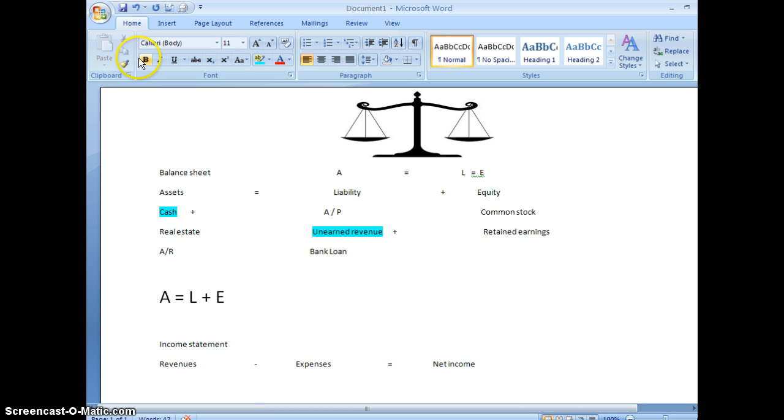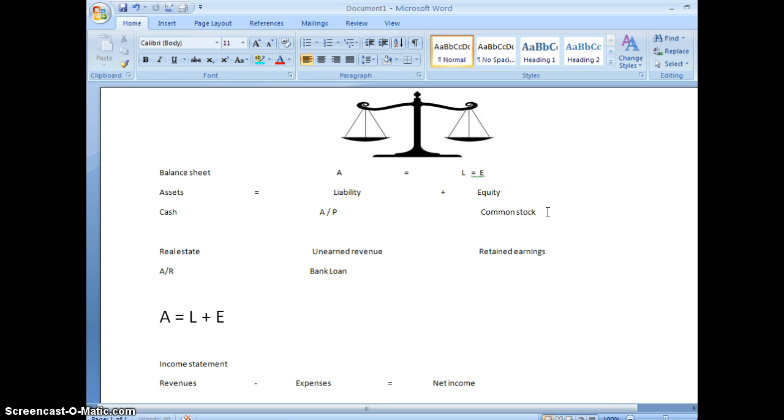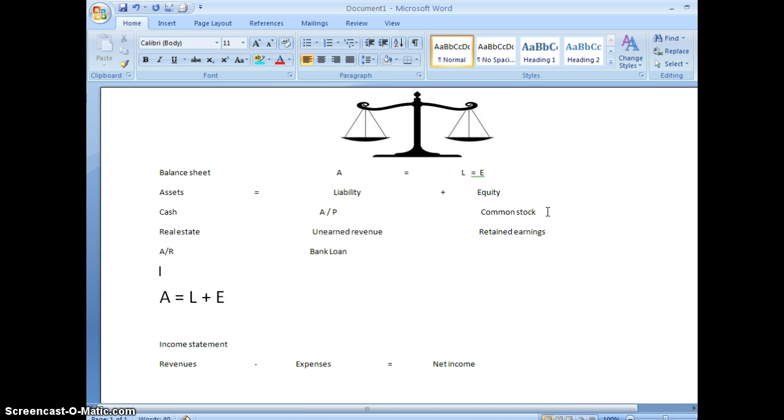A few more would be, let's get a little trickier here. Now, common stock. Now we have common stock. We know common stock is from selling shares in a company. That's the only way common stock will go up or down.